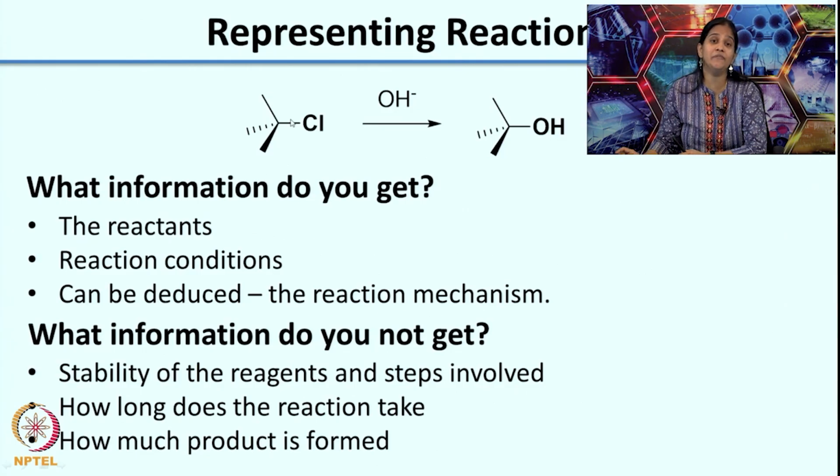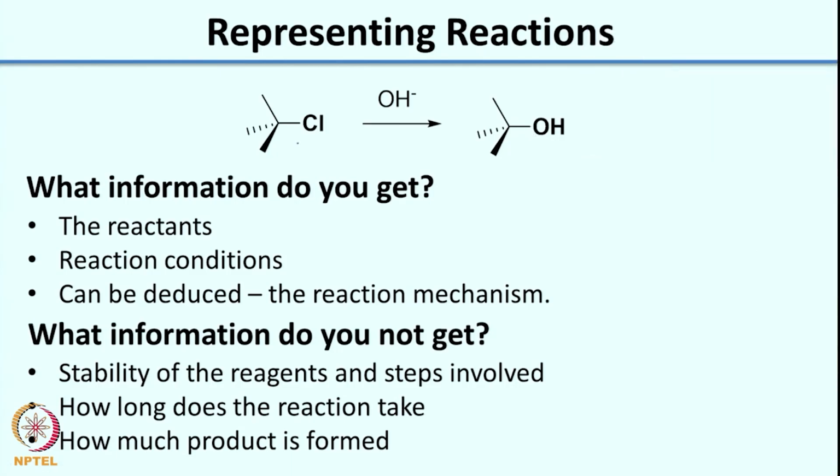Now based on what we have studied last week, this mechanism would probably be an SN1 mechanism. So because it is an SN1 mechanism, you would have the first step, which is generation of the carbocation, and then in the second step you would have OH minus come in to give you the product.